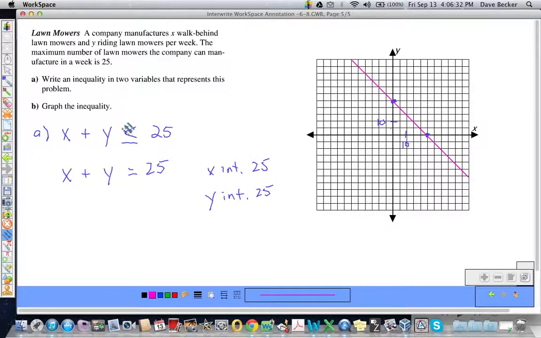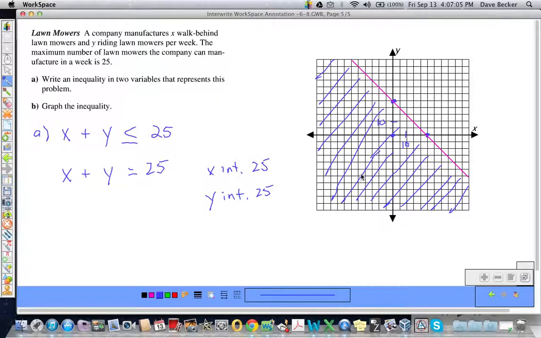And so it has to be less than or equal to 25. So let's do a quick test point. 0, 0 is my friend. That's right here. Is 0 plus 0 less than or equal to 25? It is. So our solution set would be all of these guys. But what we need to understand is, since we're talking about number of lawnmowers, we are only talking about the integer ordered pairs that we can use.